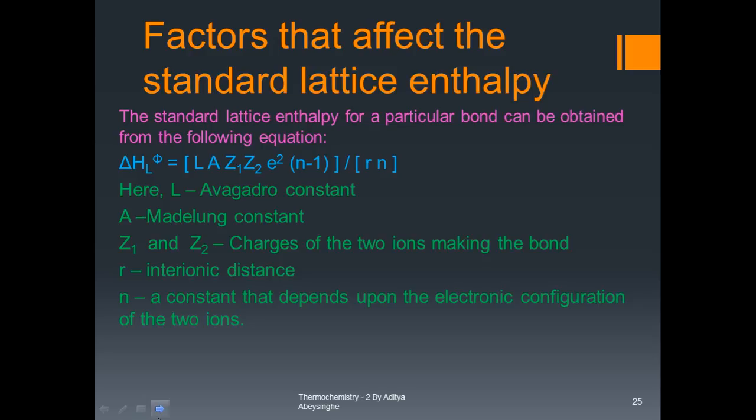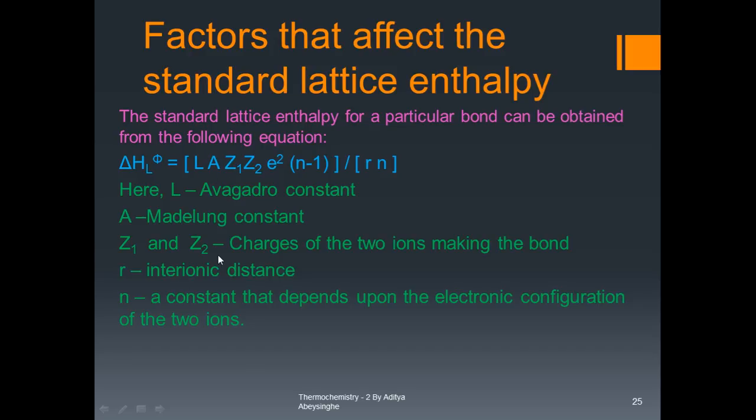So there are various factors that affect the standard lattice enthalpy, and this is explained using the Madelung constant and the Madelung equation. We call this delta H L the standard lattice enthalpy, L is the Avogadro constant, and A is the Madelung constant. That's a constant that depends upon the lattice, the ionic compound. The Avogadro constant is a constant for any ion or any element, 6.022 times 10 to the power 23 per mole, but the Madelung constant varies depending upon the ionic compound that you are making.